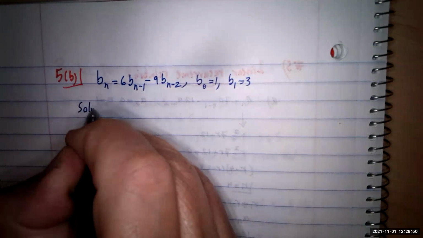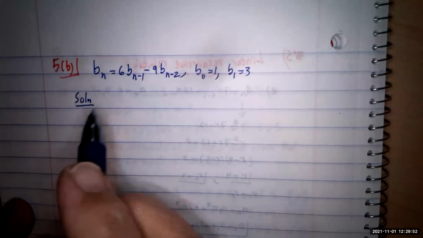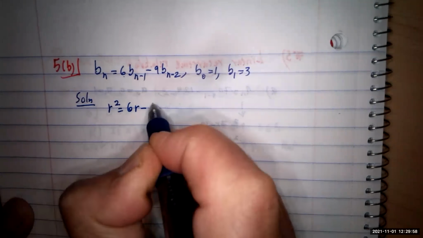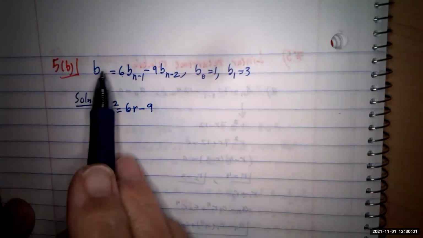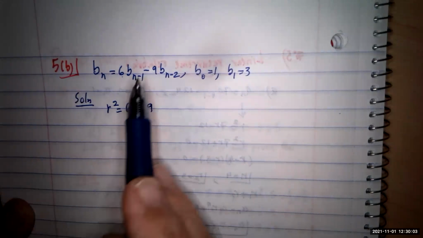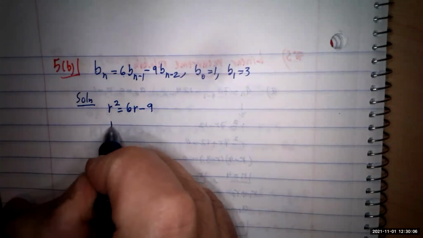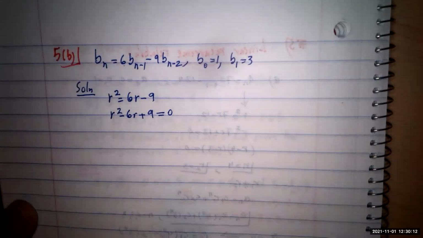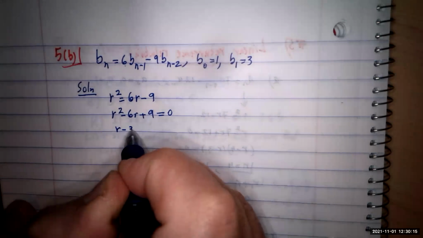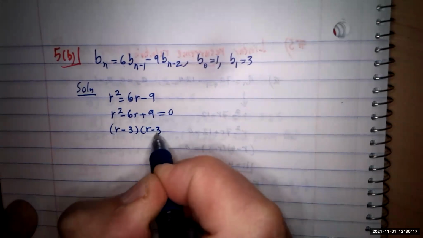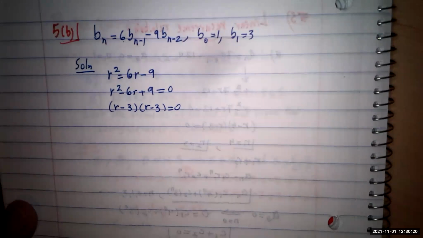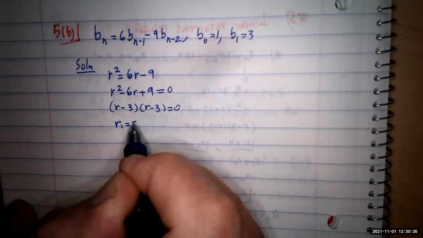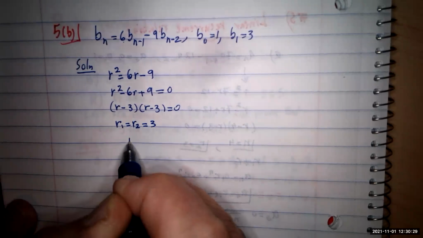So the solution is going to be, we start with r squared. r squared equals 6r minus 9. You start with the highest power, which is squared, then 6 times r, minus 9 r to the 0. Move to one side. If you factor it, that gives (r minus 3) times (r minus 3) equal to 0. So it's a repeated solution. Our solutions are the same: r1 equals r2 equals 3. So just call it r.